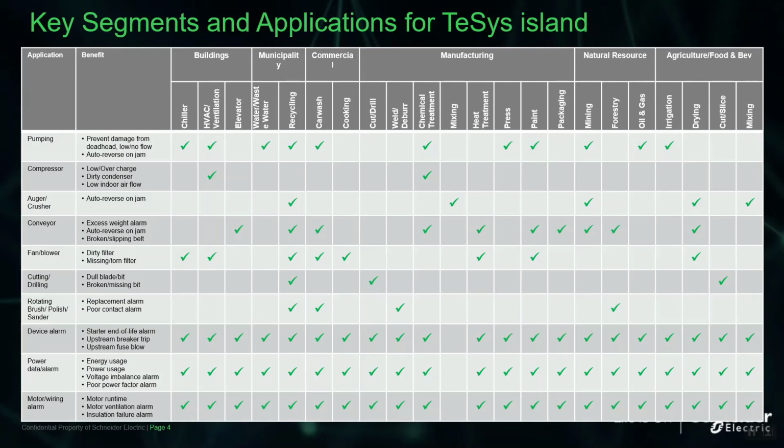Other industries use different devices which could benefit from the TeSys Island data provided. For instance, with a fan blower, you could detect whether or not the filter was dirty. In an auger application, you could sense whether or not it's time to do an auto reverse to prevent a jam. Or perhaps you're looking at device alarm data, where you want to know when is the end of life for a starter, or perhaps if there's an upstream breaker trip. All of this and much more can be taken from the TeSys Island and used in your process.